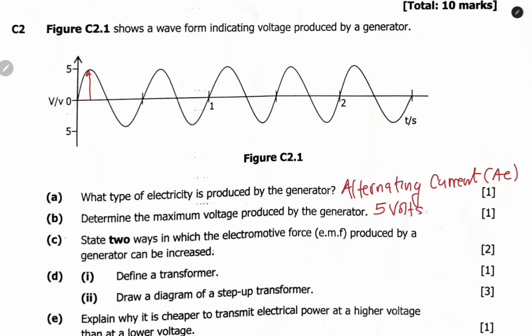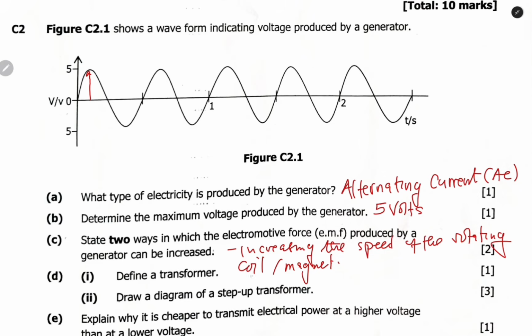Okay, 5 volts. Then of course, state 2 ways in which the electromotive force EMF produced by the generator can be increased. What are the 2 ways? So one of them is increasing the speed of the rotating coil or magnet.